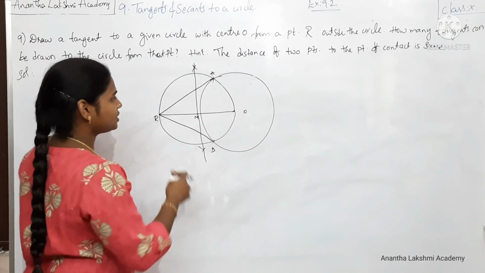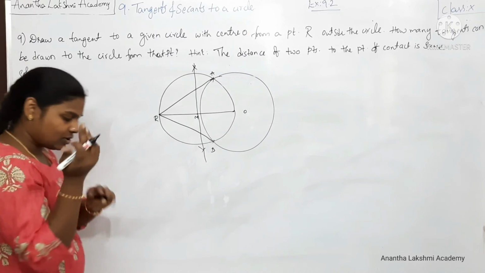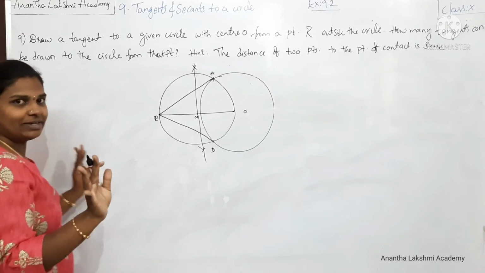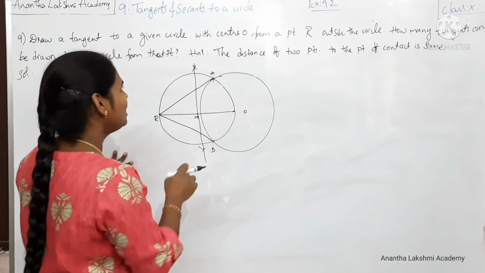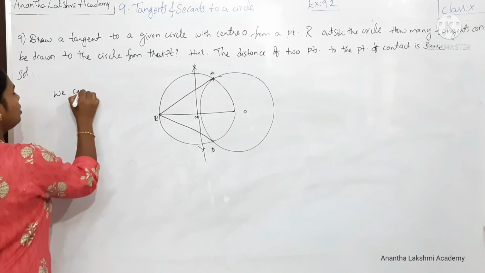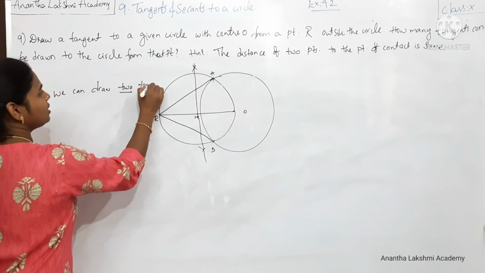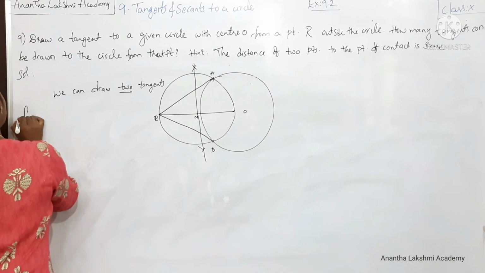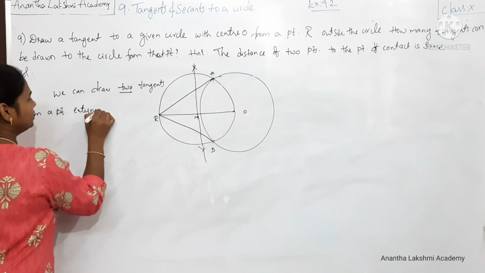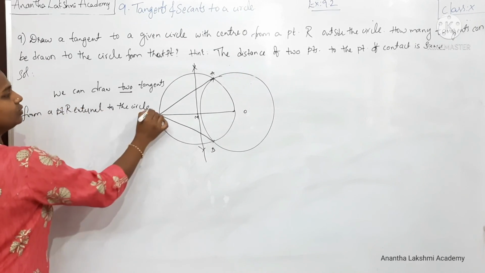Now write the steps of construction as usual, like you have written in the earlier problems. I am leaving it to you guys now for this simple problem. So how many tangents were you able to draw? Write it down. We can draw two tangents from a point R external to the circle.